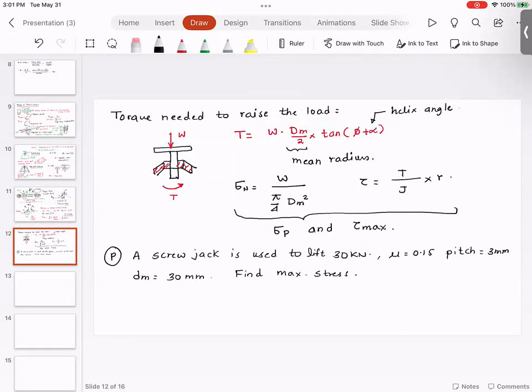So this is not actually a design problem, but a simple mechanics of materials calculation problem, wherein the screw jack dimensions are given to us, coefficient of friction is given to us, the pitch and the mean diameter are given to us, and we have to find out the maximum stress. So I'm going to assume a single start screw.